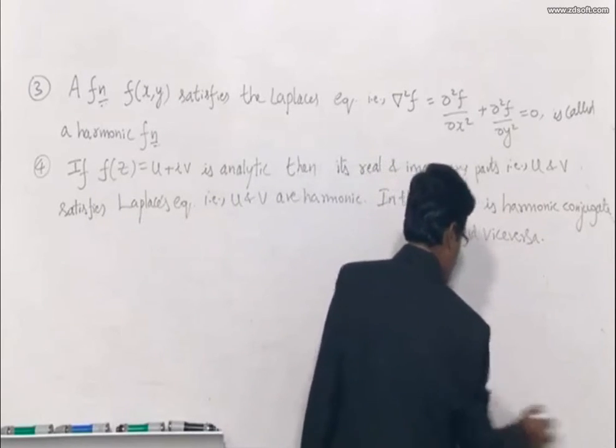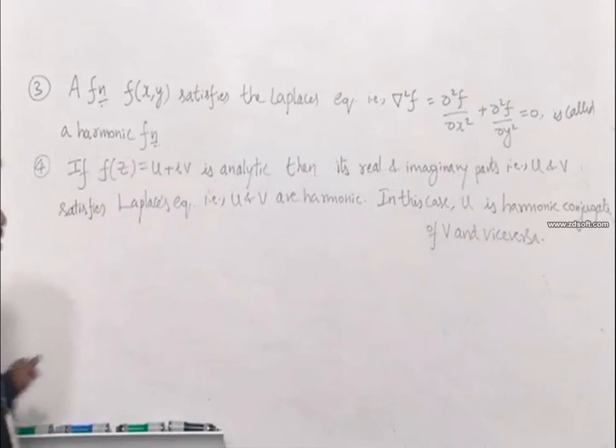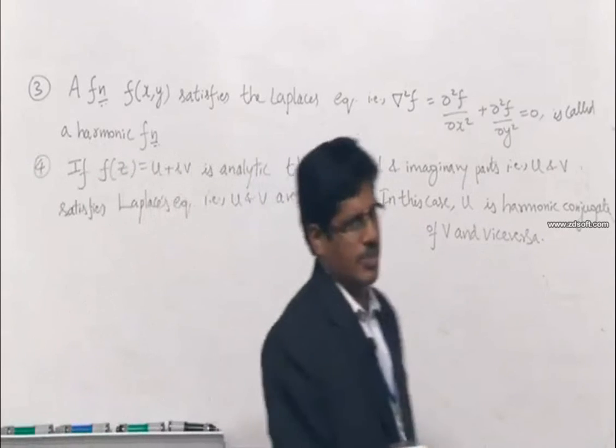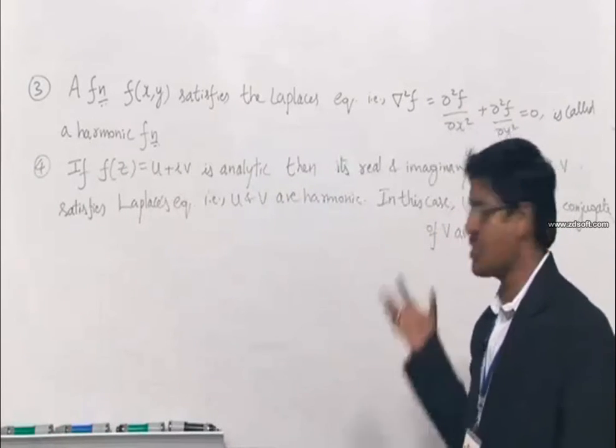Now I am giving the procedure for finding u whenever v is given, finding v whenever u is given, and whenever one of these is given, how to find f of z. Two methods are there. Now the problem starts after this discussion. You will get interested also.